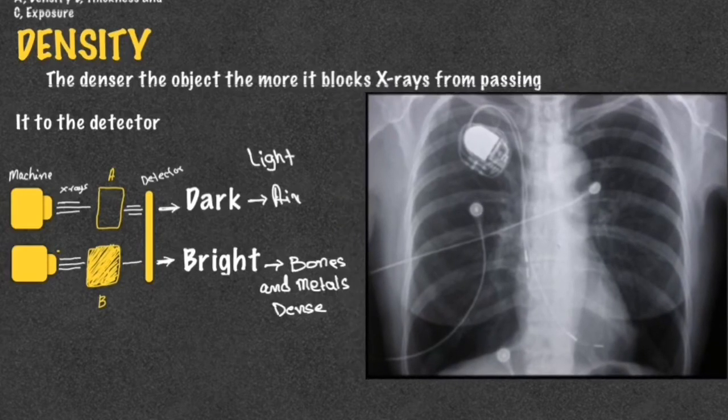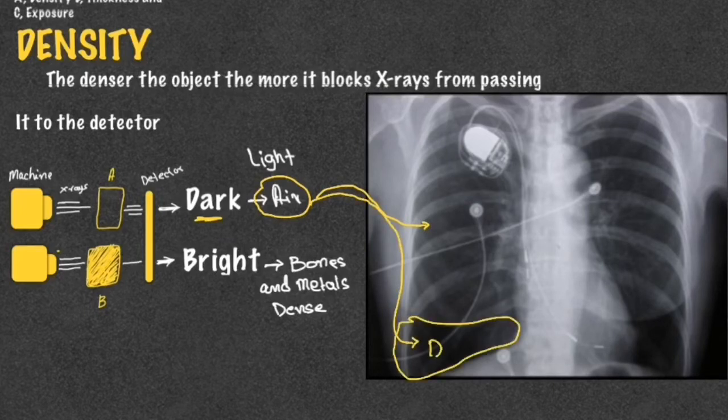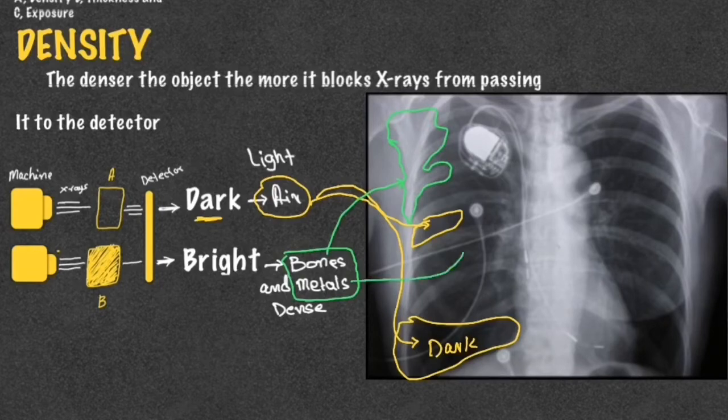And here is the image, the X-ray film. So look at the air or the lungs, which contain air. It's darker compared to the other structures. Now in case of the bones and metals, they are dense, so they are bright.